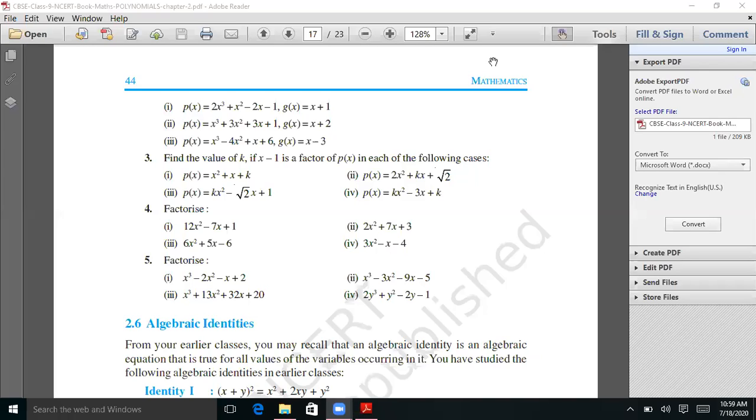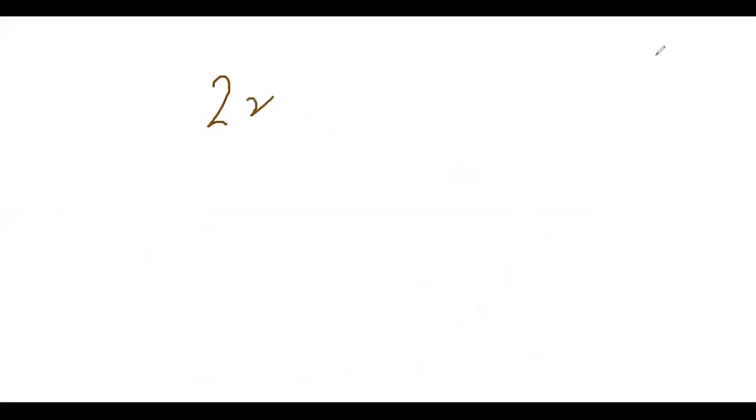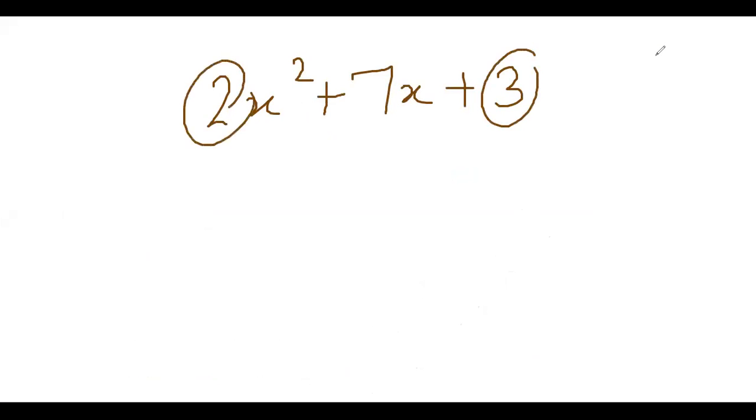Let's do second part now. 2x square plus 7x plus 3. Here you are to factorize 2x square plus 7x plus 3. Okay. So again, first step, we'll multiply this 3 by 2. 3 into 2 is 6. Now if we multiply, it should be 6. And if we add or subtract, add ही करेंगे क्योंकि दोनों में ही plus है. If we add or subtract, then it will be 7.